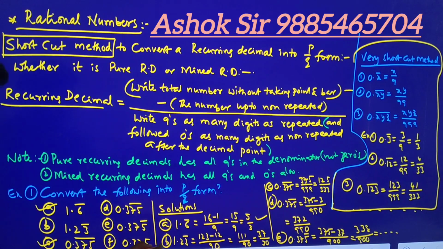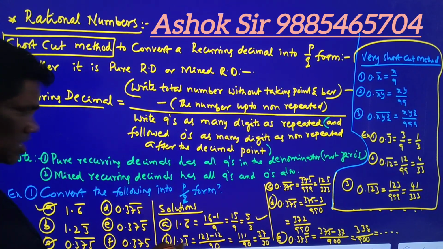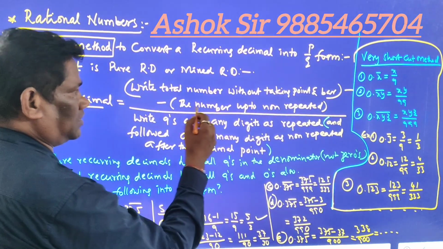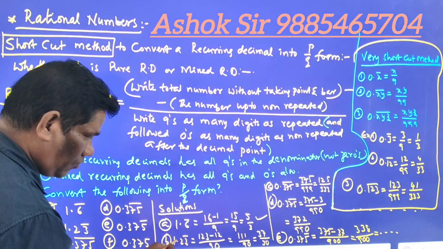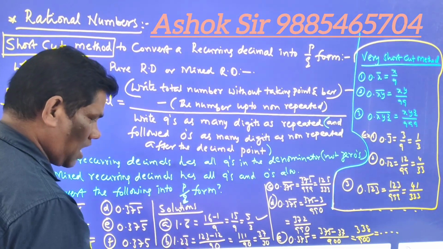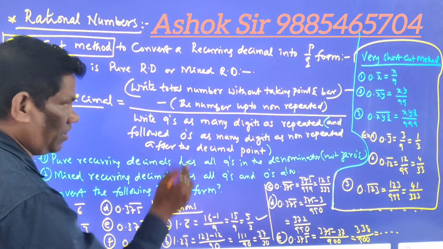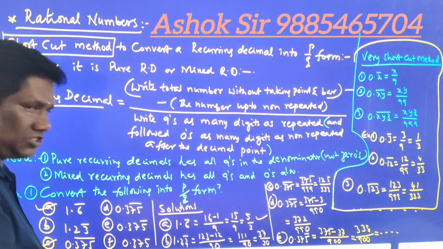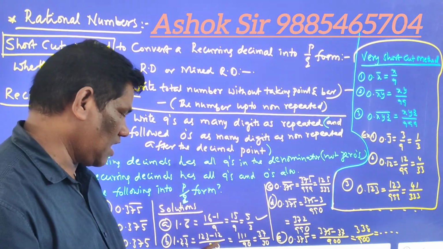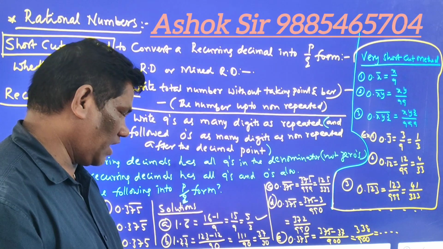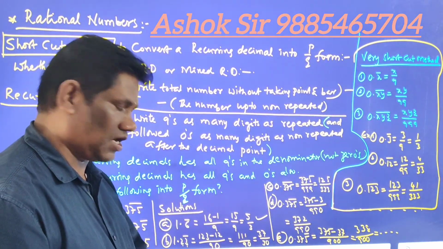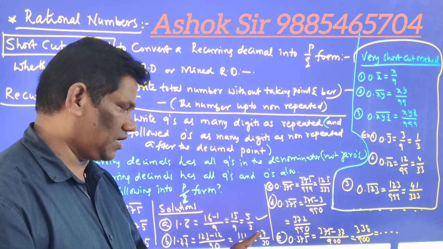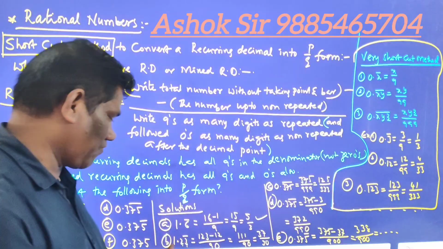The second problem is 1.23 bar, which is a mixed recurring decimal. Write the total number without the point and bar, so that is 123, minus the number up to the non-repeated part. Here 3 is repeating, and the non-repeated part is 12, so we subtract 12. By how many nines? Only one 9, because one digit is repeating. And how many zeros? After the decimal point, only one digit is not repeating, so we take only one zero. 123 minus 12 is 111 by 90, and 3 thirty-sevens are 111, 3 thirties are 90, so that is 37 by 30. If you have any doubt, you can verify: dividing 37 by 30, you will get 1.23 bar.